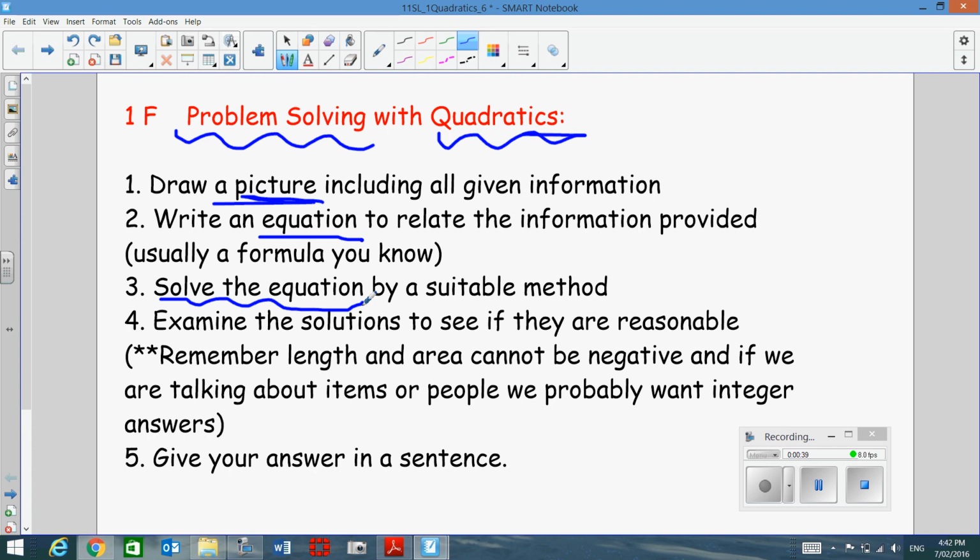And you always want to check your solutions to see if they're reasonable when you're talking about a real life problem. For example, if you have length or area, we can't have negative values. You guys know that. And if we're talking about the number of items or people, we want to make sure we have integers as our answer, right? So just think about in context of the problem what your answer is actually telling you. And then we do want to write our answer as a sentence in the end.